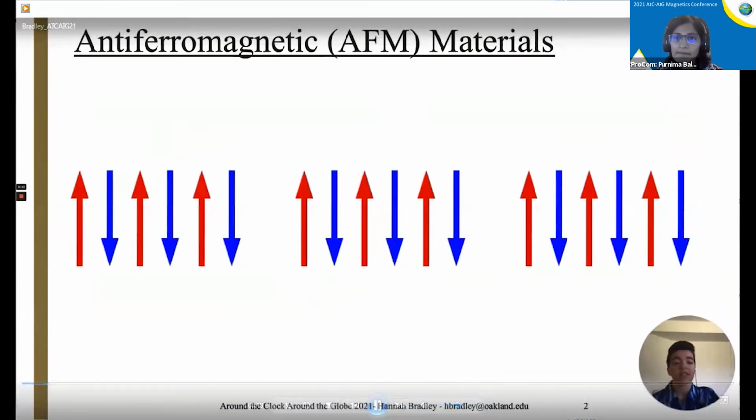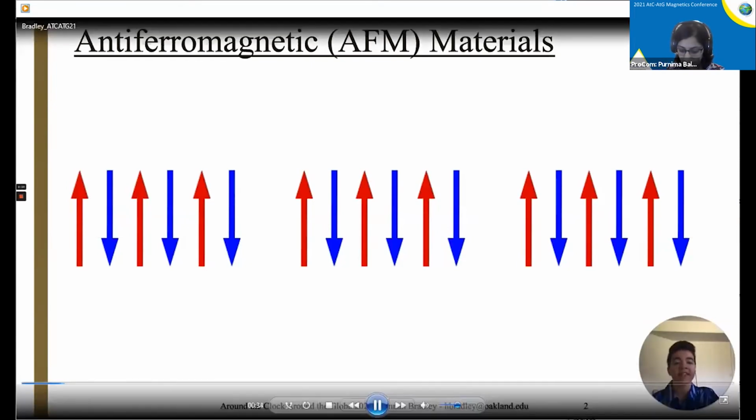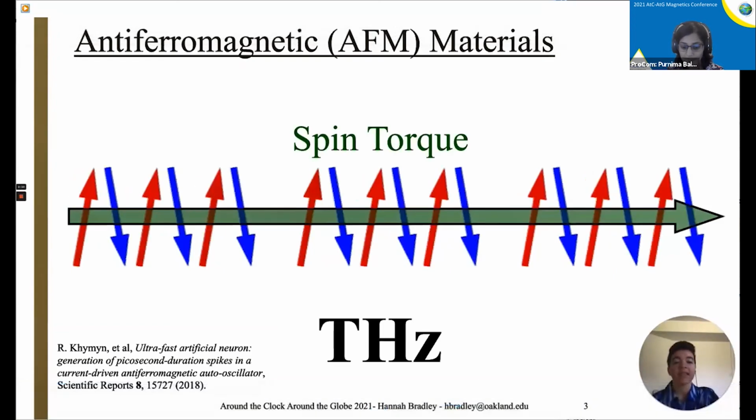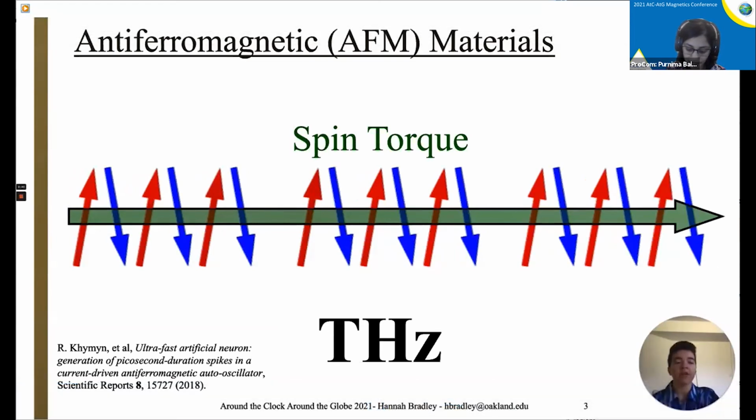First, let's talk a little bit about antiferromagnets. As the result of their anti-parallel spin patterning, antiferromagnets, or AFMs, have a natural frequency in the terahertz range. This allows them to be used to create very fast devices. These frequencies can be excited by a spin current, applying torque to the magnetic sublattices of the AFM. The exchange energy between the sublattices changes, which allows for the terahertz frequencies.